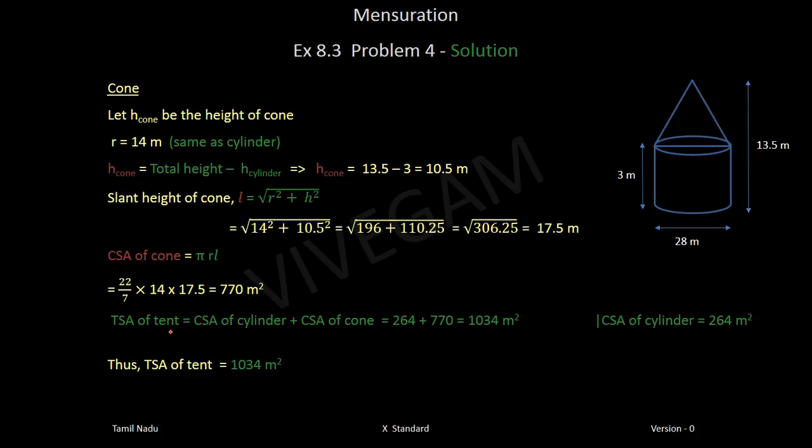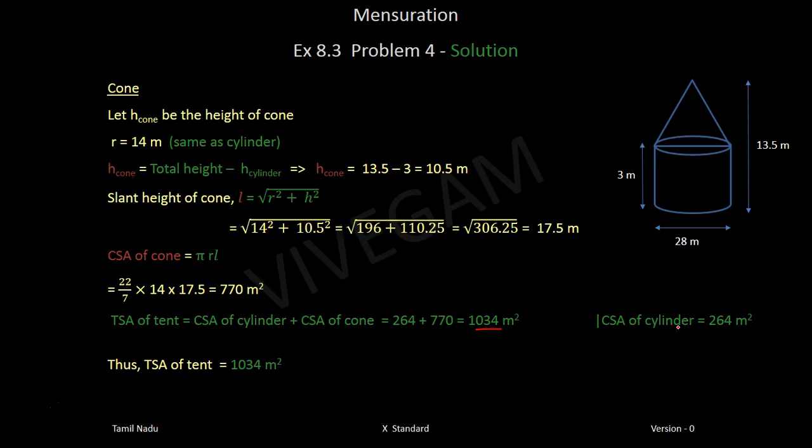Now TSA of the tent is CSA of the cylinder plus CSA of the cone. So that is 264 plus 770, which is equal to 1034 meters square. So you got it. It's a little long, but it's not very difficult. You should be able to manage it.